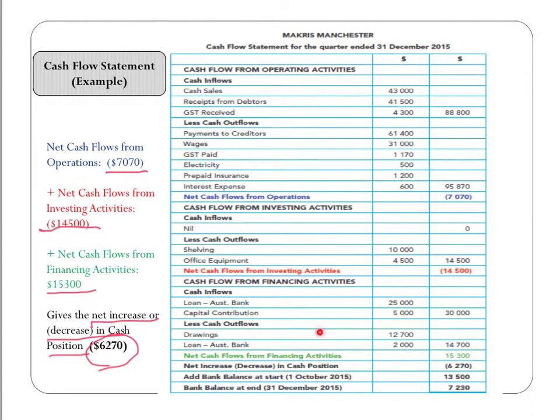Split into three main sections: cash flow from operating activities, cash flow from investing activities, and cash flow from financing activities. And you work out the net increase or decrease in the cash position, added on to the bank balance at the start of the period. Okay, that gives you the bank balance at the end of the period. So the key to preparing a cash flow statement is you need to have a very clear understanding of what cash flows belong to which category.